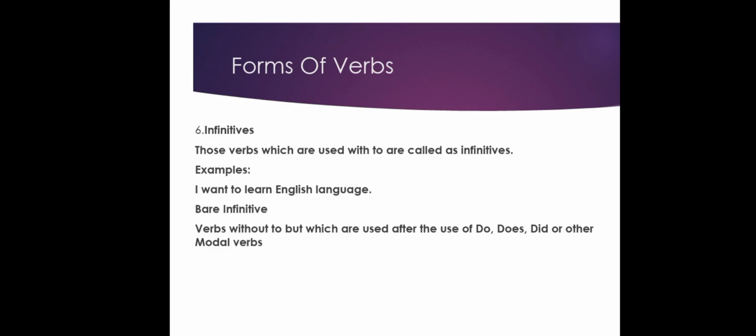Then we have infinitives. Those verbs which are used with to are called infinitives. Example: I want to learn English language. In this example, to learn is an infinitive. Then we have the bare infinitive. Verbs without to but which are used after do, does, did, or other modal verbs are called bare infinitives.